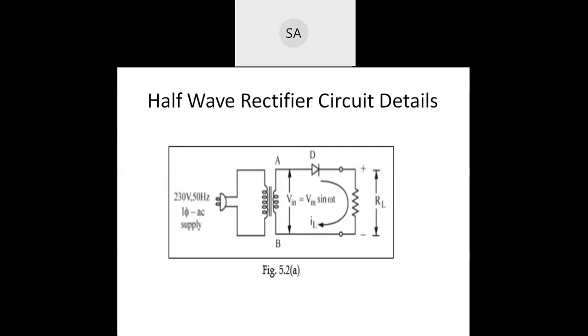So what will happen here when A is positive with respect to B? The diode will conduct. This is the anode potential and this one is the cathode potential. Here this anode potential is greater than this cathode potential, then the diode will conduct and act as a short circuit. Then the current will flow through the circuit.